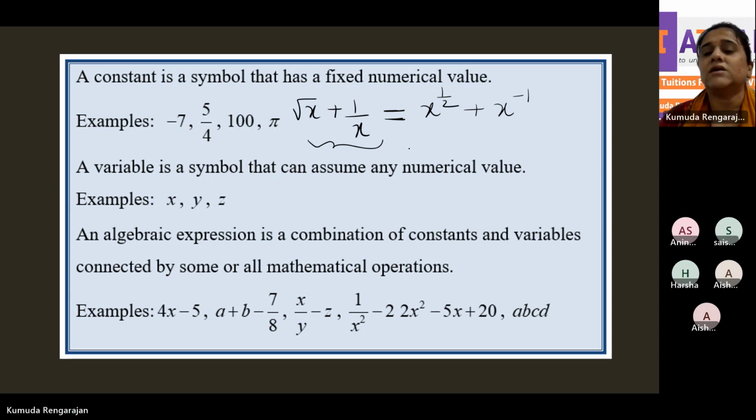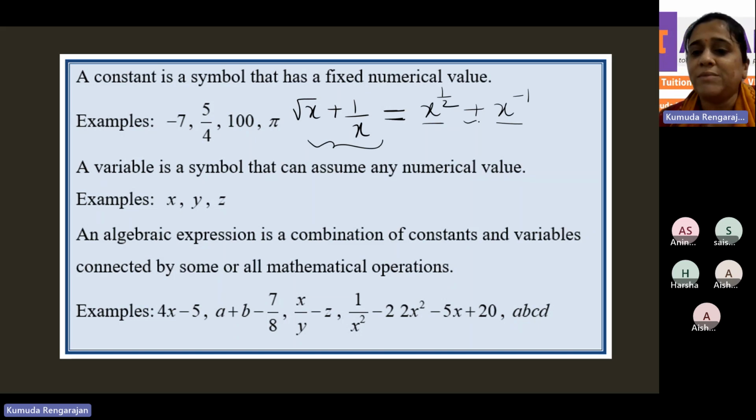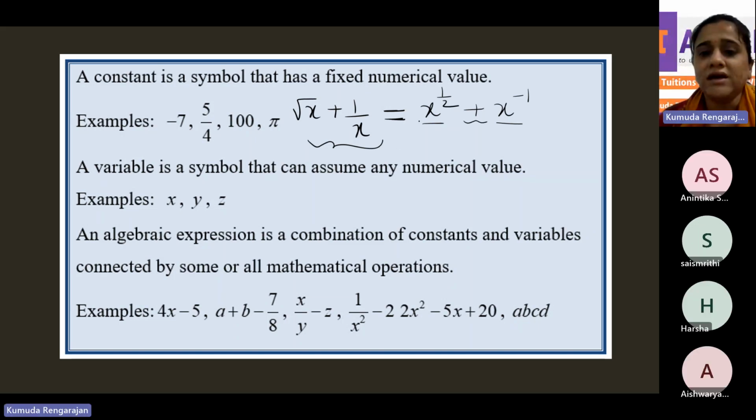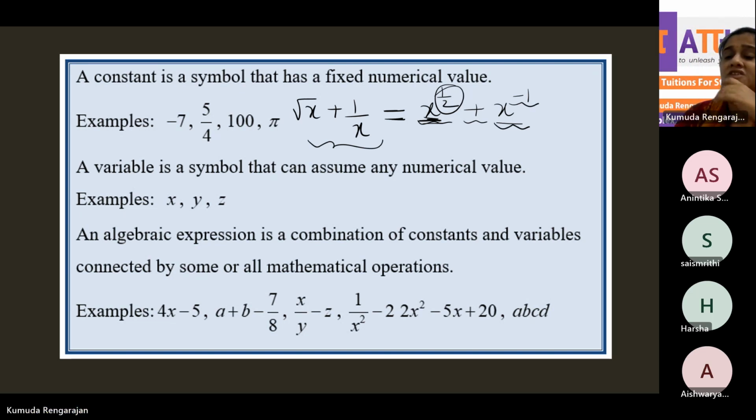Now look at this: 2 terms. The separator is plus. In the first term, the variable is x and its power is 1 by 2, which is not a whole number. In the second term, the variable is x and its power is minus 1, which is not a whole number. Is it 0, 1, 2, 3, 4, 5, 6, 7, 8, 9? No. It's minus 1, an integer.